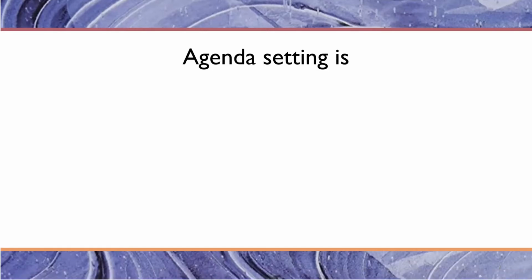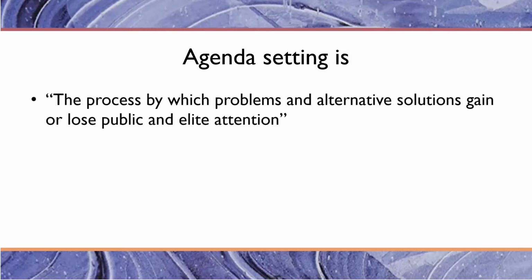Agenda setting is the process by which problems and alternative solutions gain or lose public and elite attention. By public attention, it means the mass public, you and me. Elite attention, the elites are the people that are at the tops of federal agencies, state agencies, people that run Congress, things like that. Agenda setting is all about gaining attention in anticipation of action on a problem that's revealed somehow in the policy process, in politics, in society, that people think something should be done about.